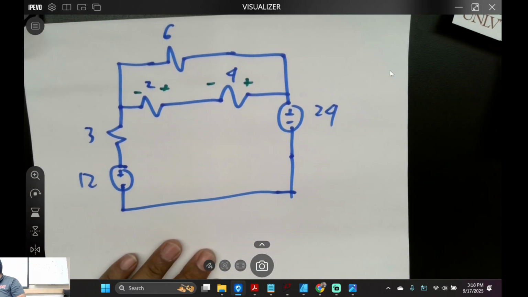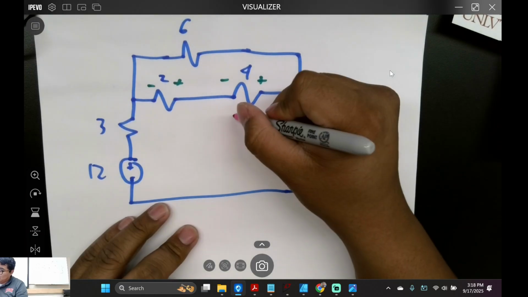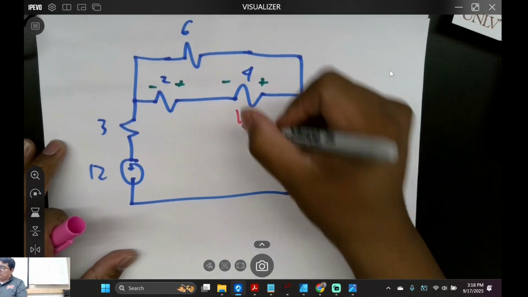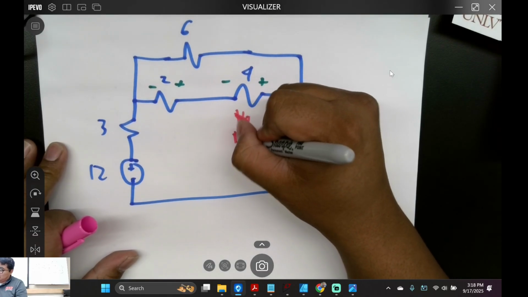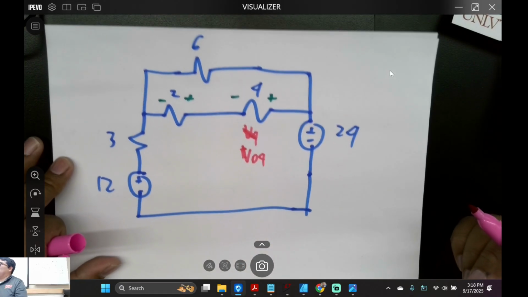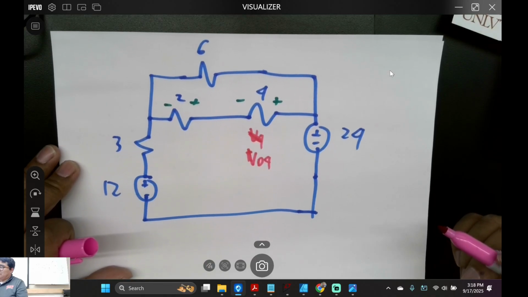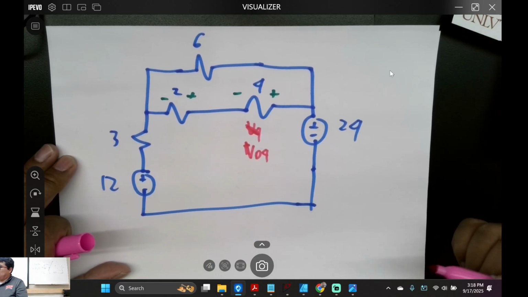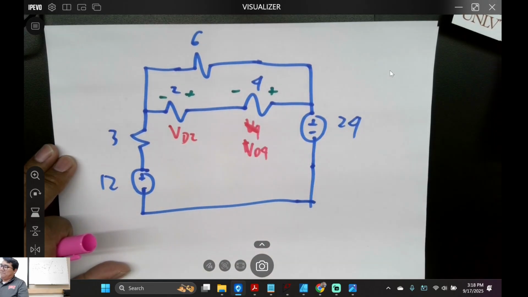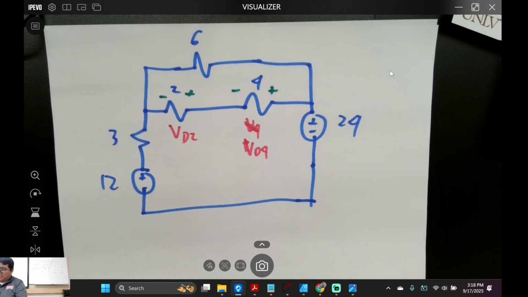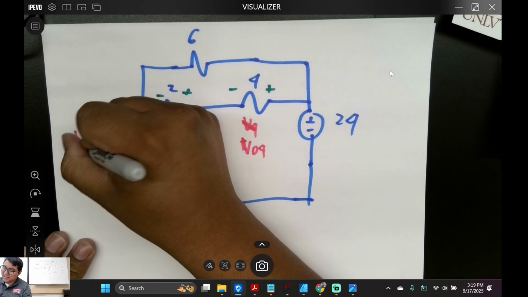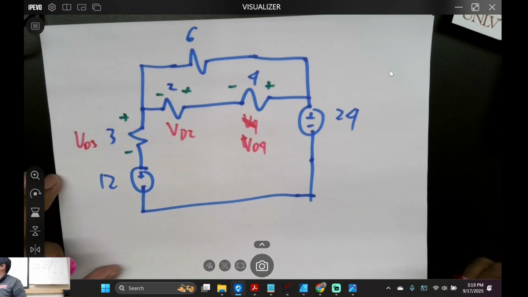So is anyone going to be bothered if I call it V4, the voltage drop, or actually VD4, voltage drop at 4? I'm just calling this a number, right? Is anyone bothered by that? No? I'm going to call this one VD2, right? And then this right here, I like my colors. It's calling me VD3. There's just the voltage drop at that resistor, right?